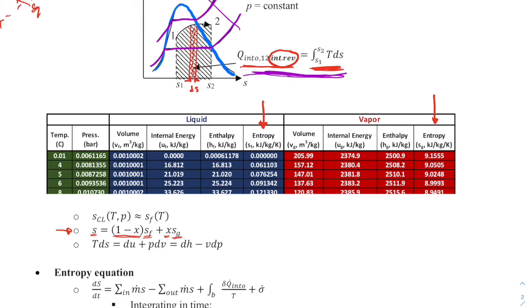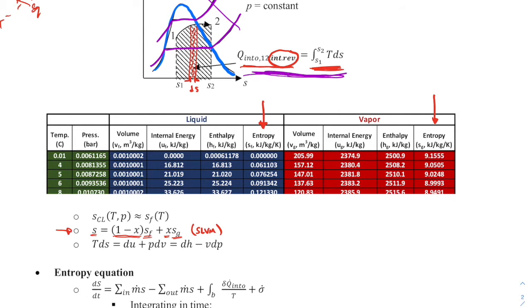So that's how you would calculate the specific entropy for a saturated liquid vapor mixture. For superheated vapor, you can look straight at the superheated vapor tables, and there'll be a value for entropy there, so you can just look it up directly.